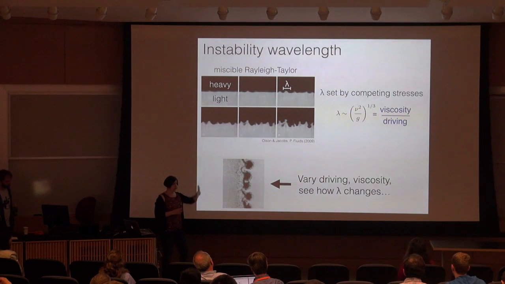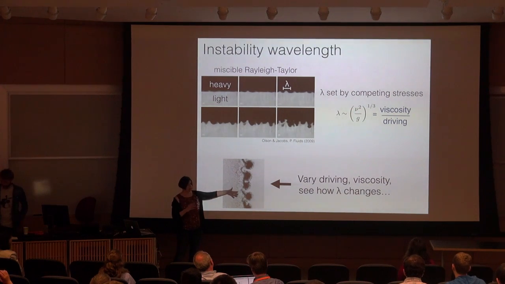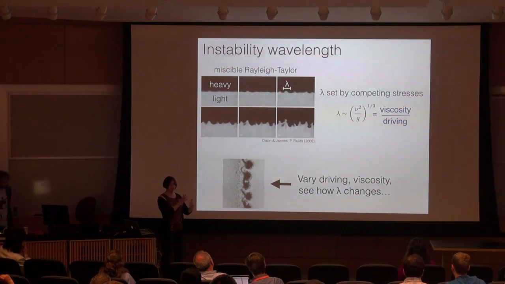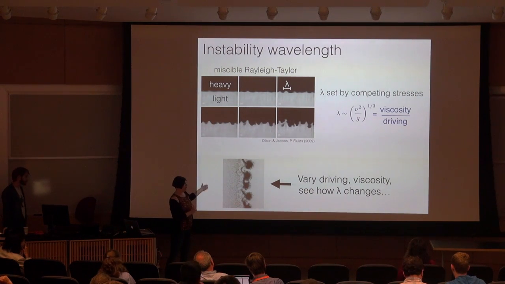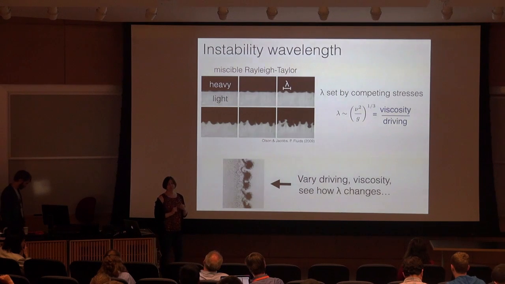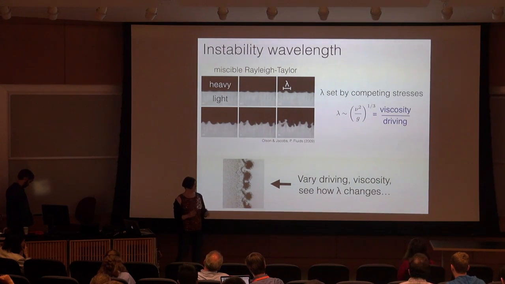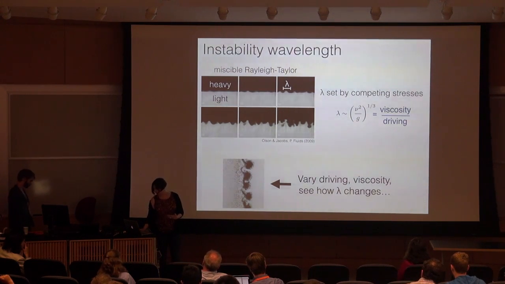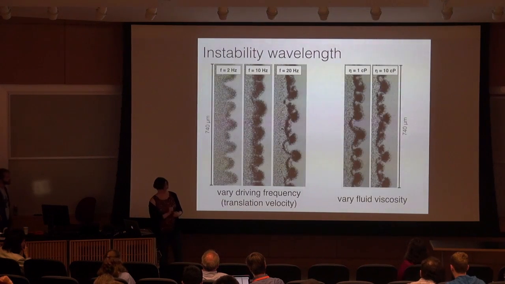So we thought, great, let's change these things in our problem to change the driving. We're not going to change gravity. We're going to change the frequency we're spinning, or how fast the particles are going, and change the viscosity of the fluid, see how the wavelength changes, and now we can learn what the control parameters for our systems are. So we did that here.